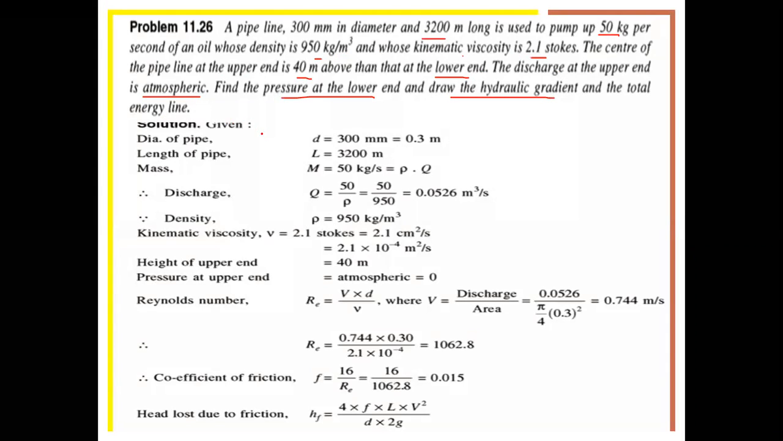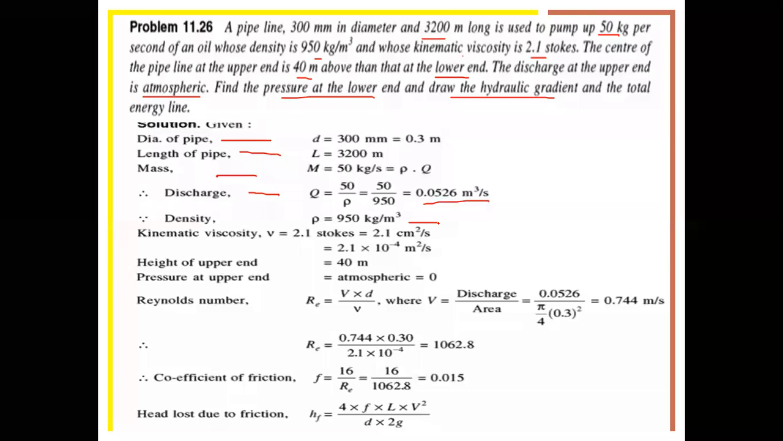So given data రాయండి. Diameter of the pipe is 300 mm, that is 0.3 m. The length of the pipe is 3200 meters, and the pumping, how much పంప్ చేస్తుంది kg per second, 50 kg per second, that is rho into Q mass. Then what is the density of oil? 950. Q is equals to this mass by density కాబట్టి 50 by 950, that is equal to Q value వచ్చేసింది.